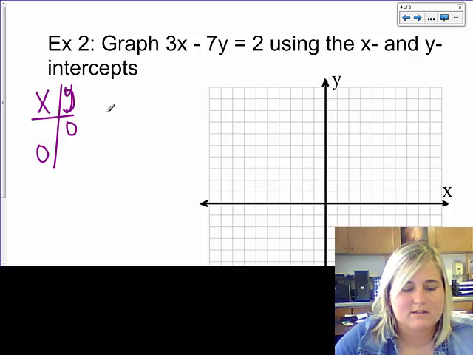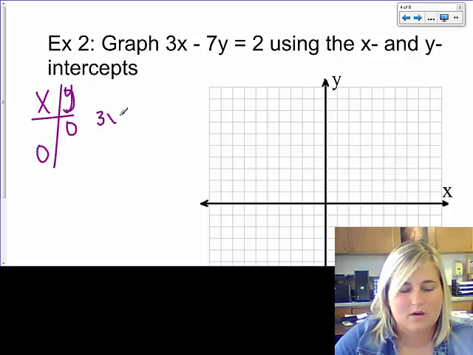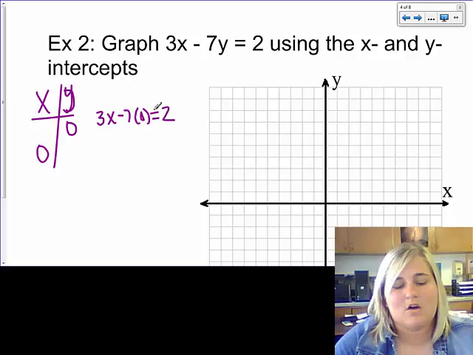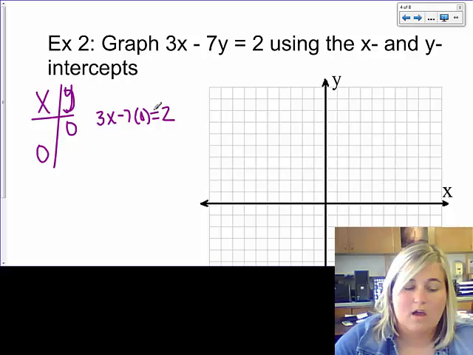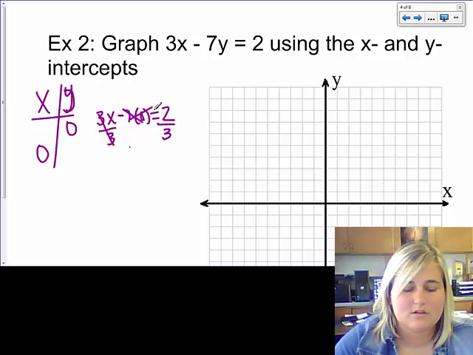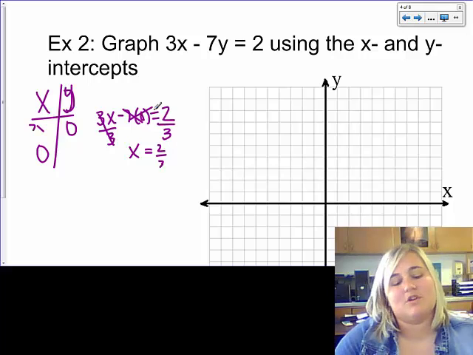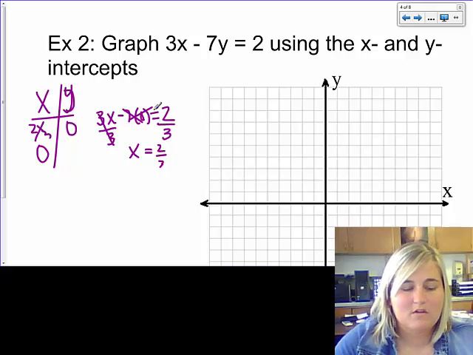So I'm going to go 3x minus 7, instead of y I put 0, equals 2. -7 times 0 gives me 0. So then to get x by itself, I'm going to divide by 3 on both sides, which is going to leave me with x equals 2/3. So that's what I'm going to put here, 2/3. Pretend that actually looks like 2/3.